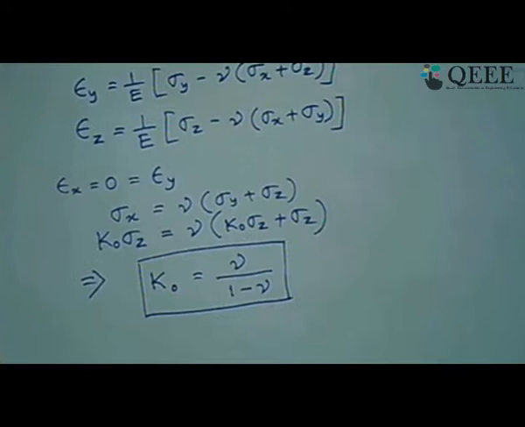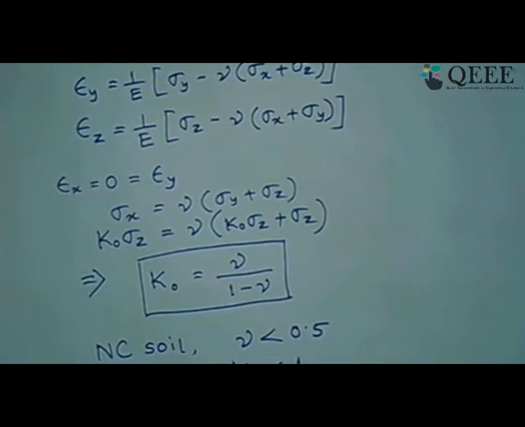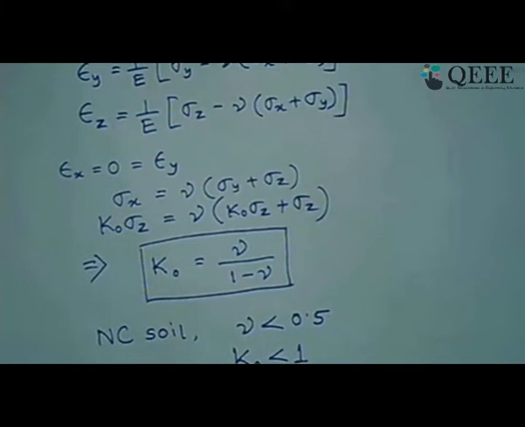the expression for the coefficient of earth pressure at rest, which is a function of Poisson's ratio. But remember, it is valid only for elastic material and for NC soil, that is normally consolidated soil. The value of mu will always be less than 0.5 for soil, as we all know. So K naught will be less than 1, because mu is less than 0.5. If it is water or very soft saturated clay where the mu value approaches 0.5, we get K naught equals 1 when mu equals 0.5.